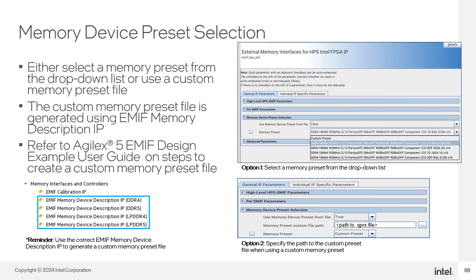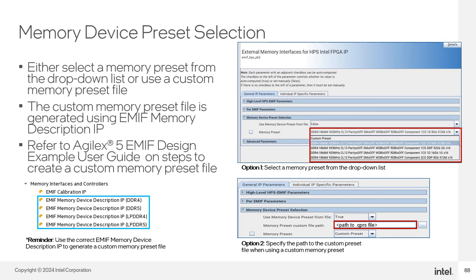To recap, you can either select a memory preset from the memory preset drop-down list or use a custom memory preset. The custom preset file should be generated before parameterizing the HPS EMIF. The flow to generate the QPRS file is the same for both Fabric EMIF and HPS EMIF. You can generate a custom memory preset file using the EMIF memory device description IP. Refer to the design example user guide for examples on how to create a custom memory preset file.